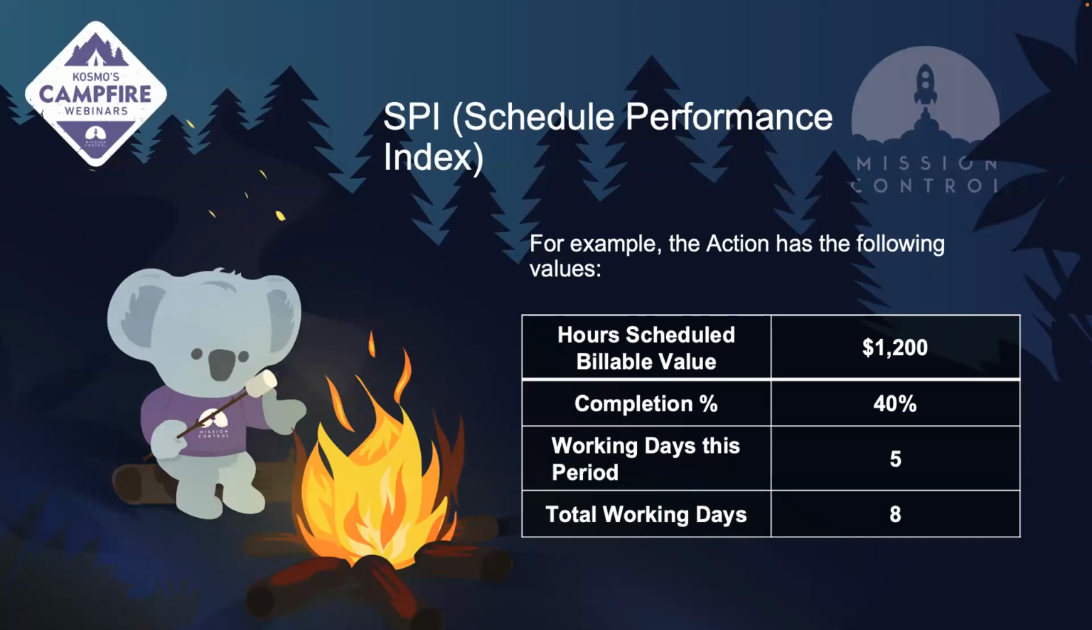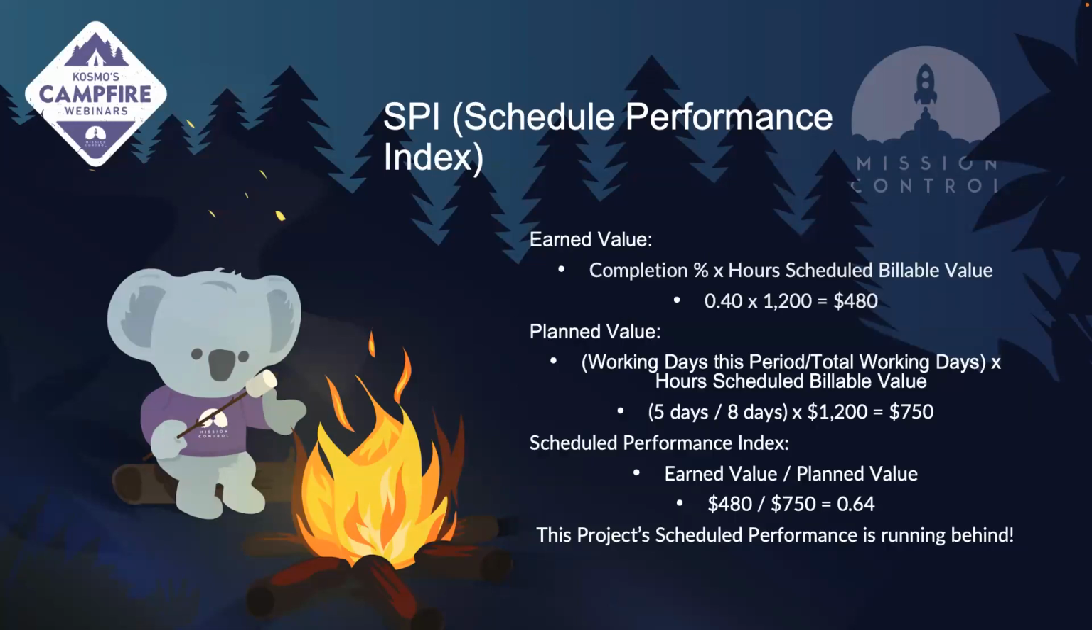And when we take a look at the calculations, so for earned value, I have a completion percentage of 40%, and I'll times that by my scheduled value, which is $480. For my planned value, I have the calculation for working days this period divided by my total working days times my scheduled billable value. So the amount of hours being logged for those working days, or the duration of my action times my billable value.